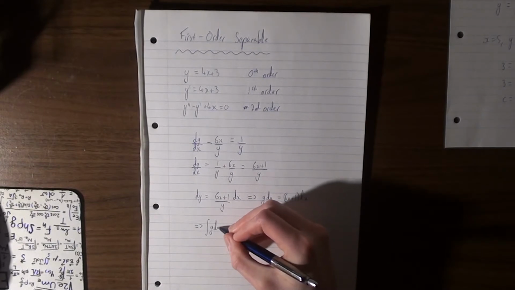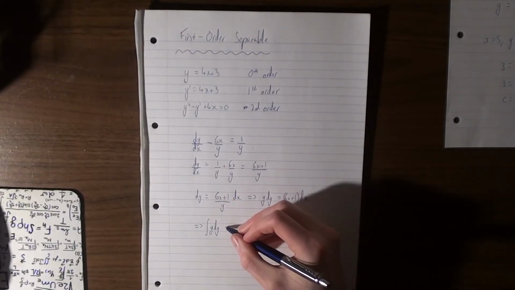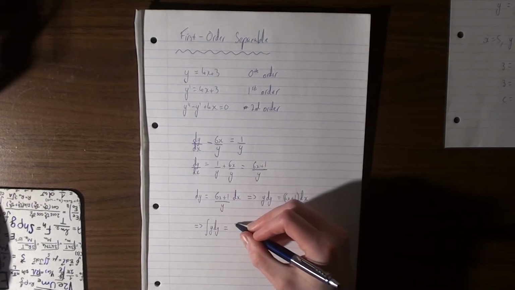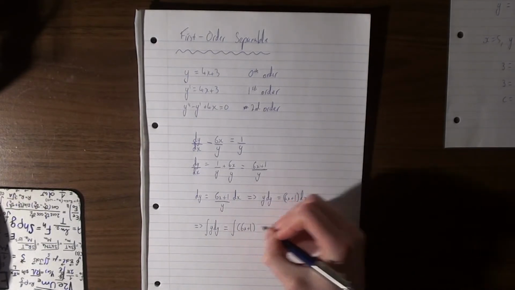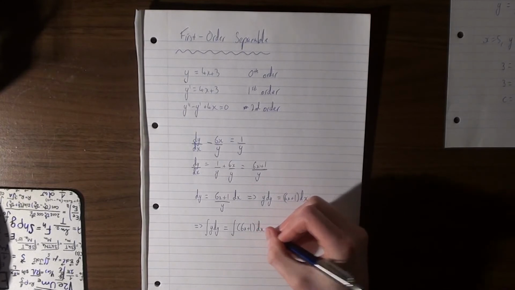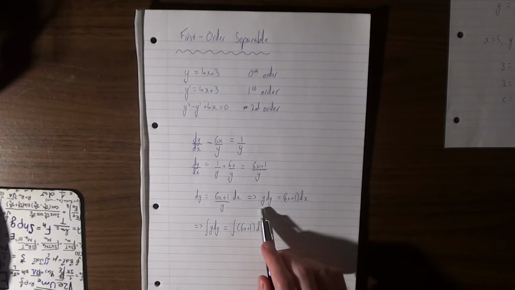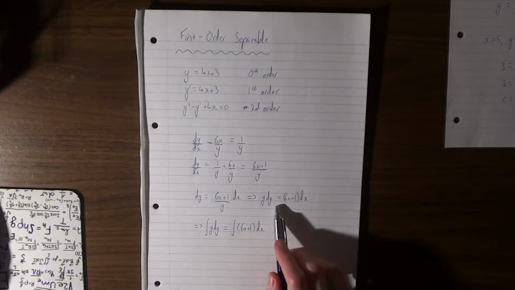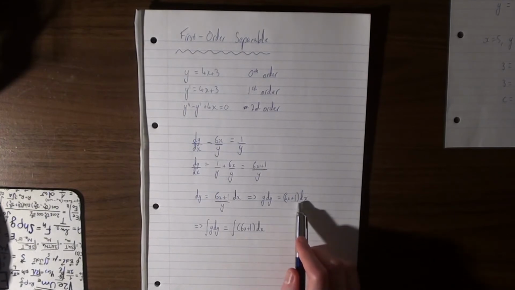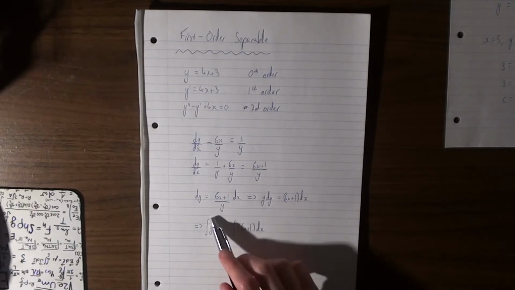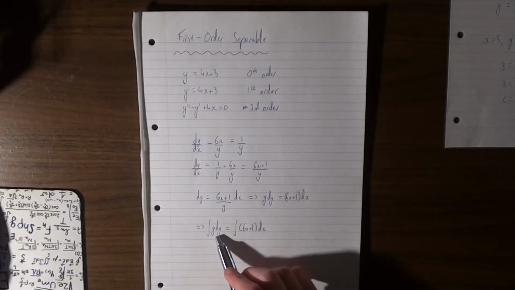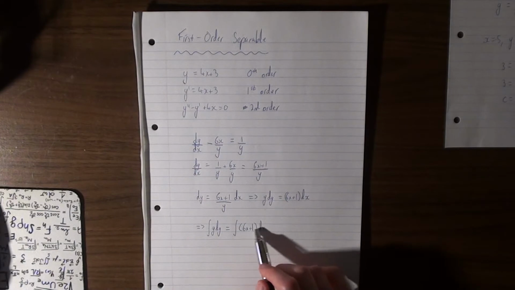Integral y dy is equal to integral 6x plus 1 dx. Because this line is saying that all the y's times the little changes in y are equal to 6x plus 1 times the little changes in x's. And this is saying if you add up all those y dy's, you get the same as you add up all the 6x plus 1 dx's.